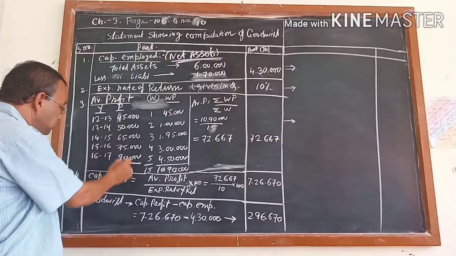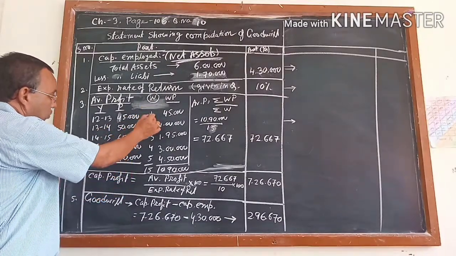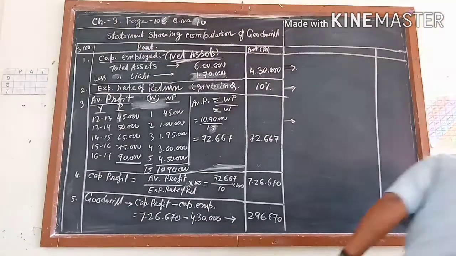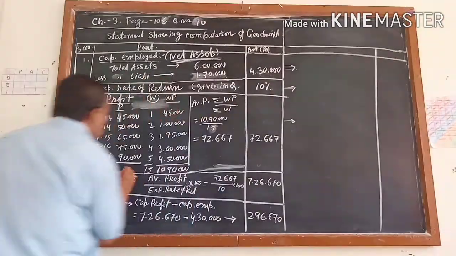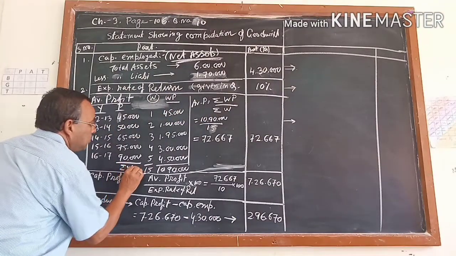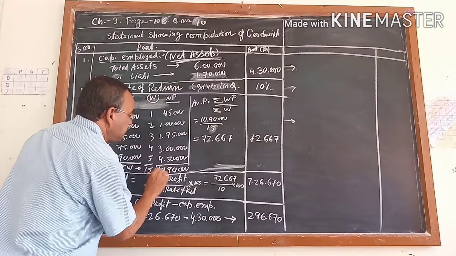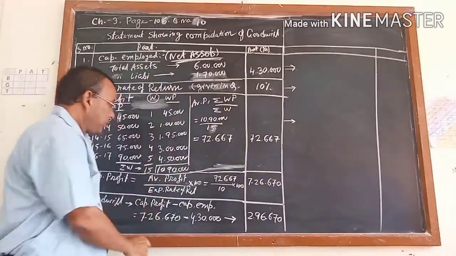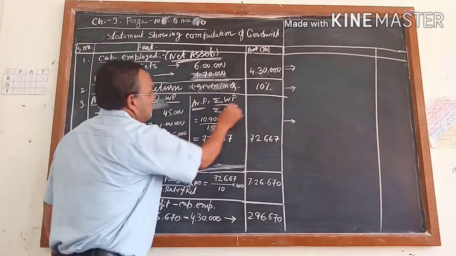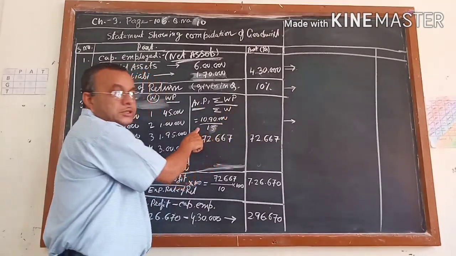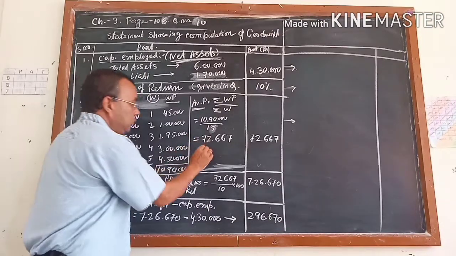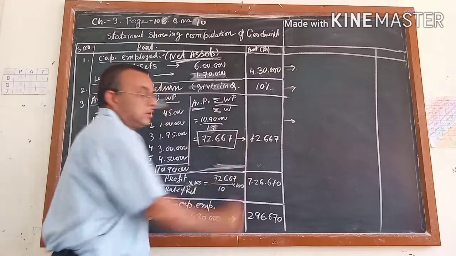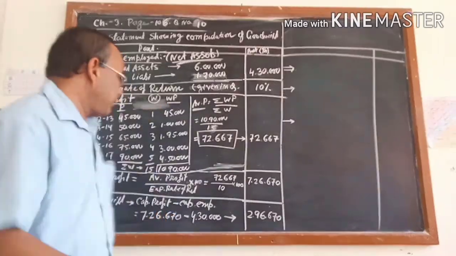Average profit, every one of you knows. This is the increasing order. Profit is given. Weights 1, 2, 3, 4, 5. Total weight, that is sigma W. This 15 is called sigma W and this 10,95,000 is called sigma WP. You know, average profit is equal to sigma WP by sigma W, that is 10,90,000 divided by 15, which comes to 72,667. That is your weighted average profit.